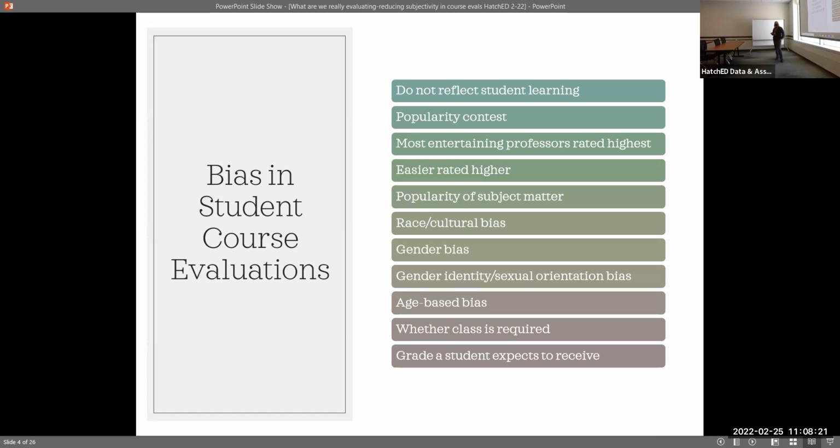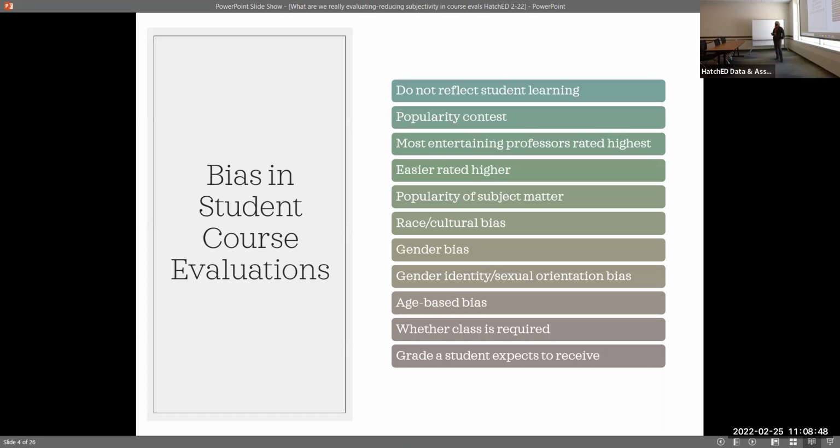And gender bias. Gender bias is a big one. There's probably the most research on this topic of any that I've found. We know that female and male faculty are rated differently, as well as those with gender and sexual identity differences are rated lower. So this is again a disturbing trend and one that is unfortunate. And I'll talk a little bit more in detail about what research shows us in this regard in a minute.